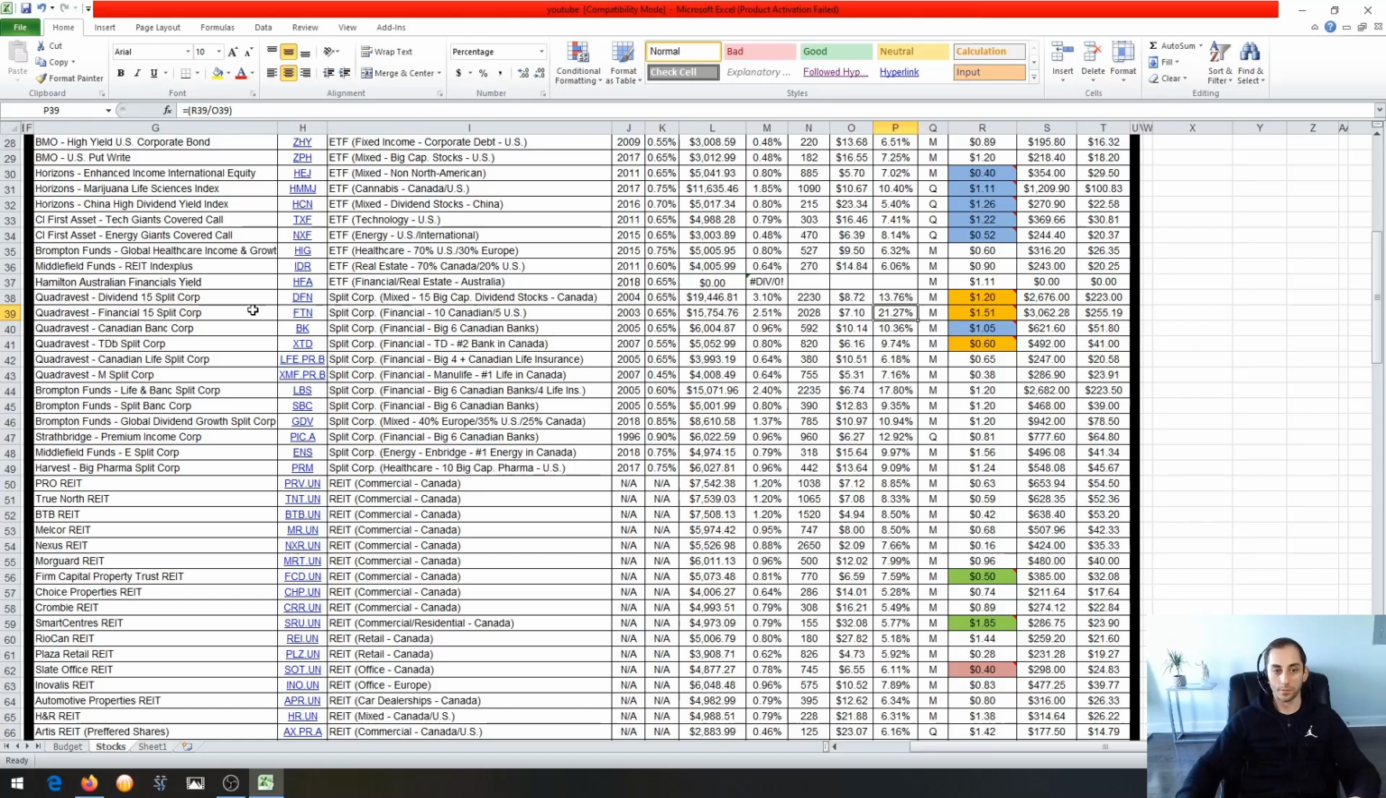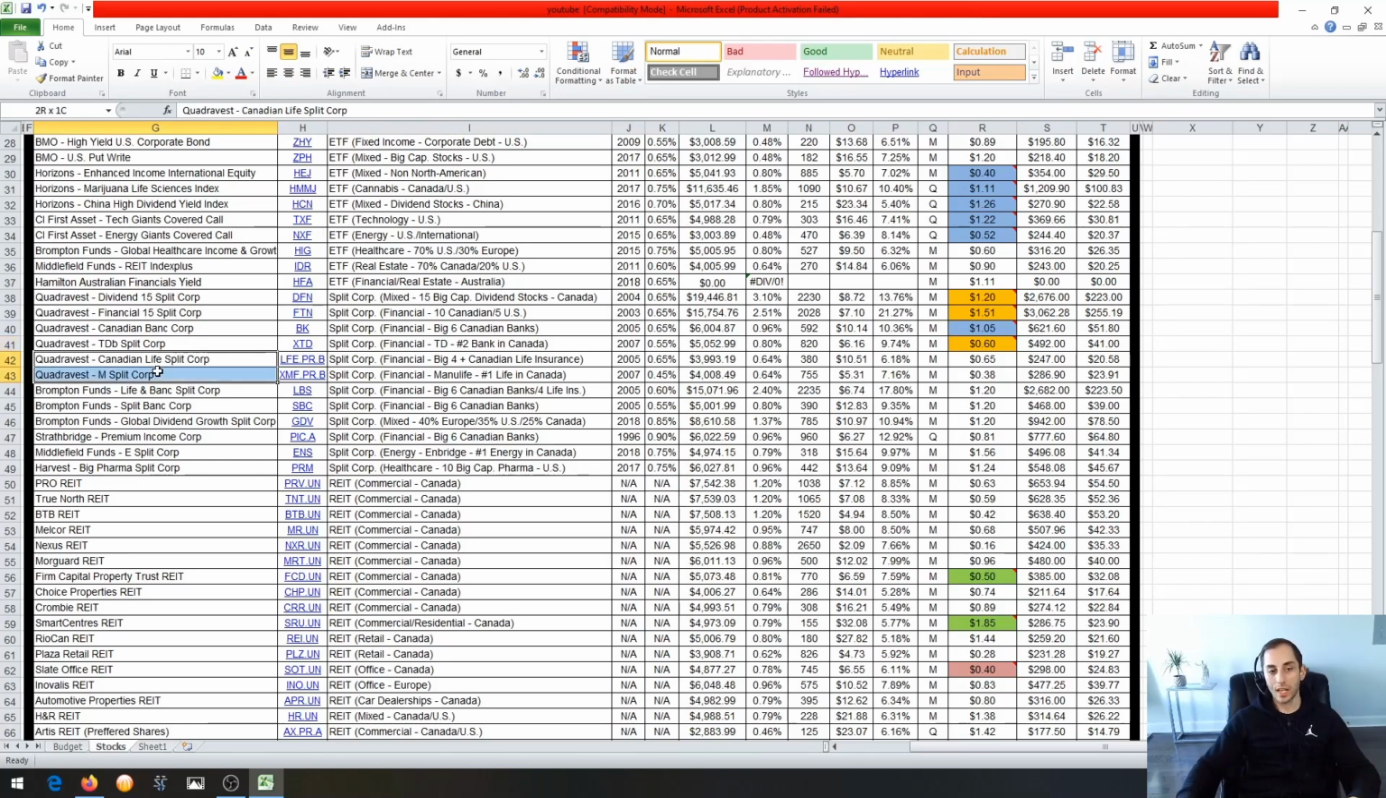It's incredible. The next one is much safer because it only has the big six Canadian banks. But as you can see here, the yield is not as much. It's 10%. And the last one here that I have from Quadravest in terms of regular ones is called XTD. This one only has TD. So this is a good alternative if you want shares of TD but you want more yield. You're getting about 9 or 10% here instead of the 4% that you're getting from just owning shares of TD outright.